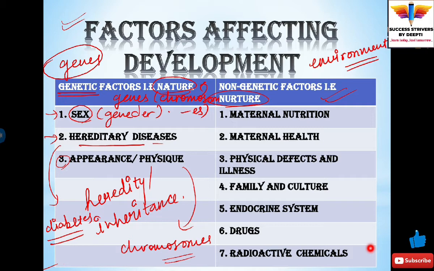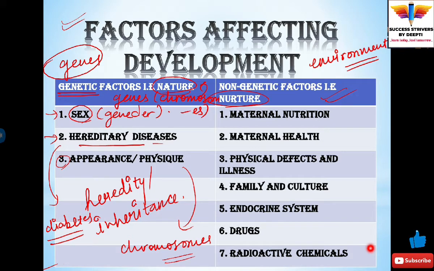The next one is family and culture. The next is the endocrine system. The sixth one is drugs. Drugs can be any such drugs, maybe caffeine or something else. The last one here is radioactive chemicals. So these are a few things which are a part of non-genetic factors, यानी कि environment का part है, and these surely affect our development.